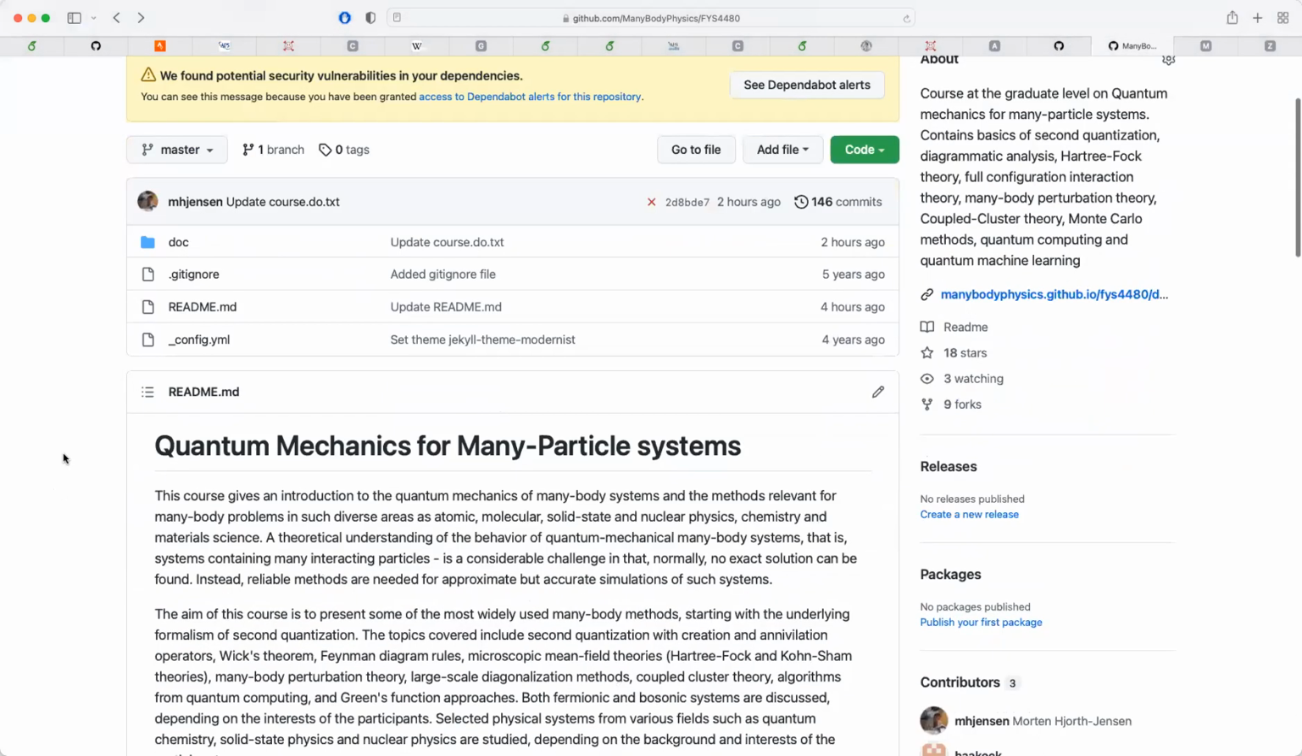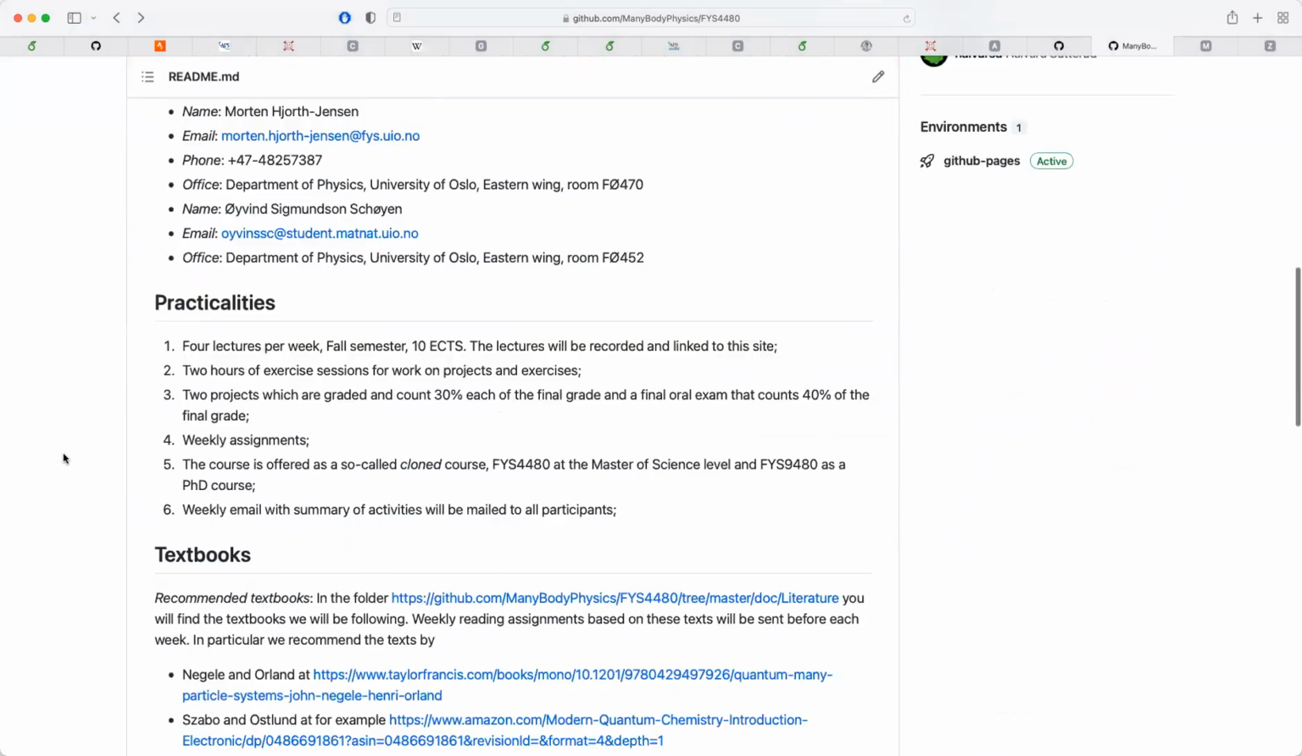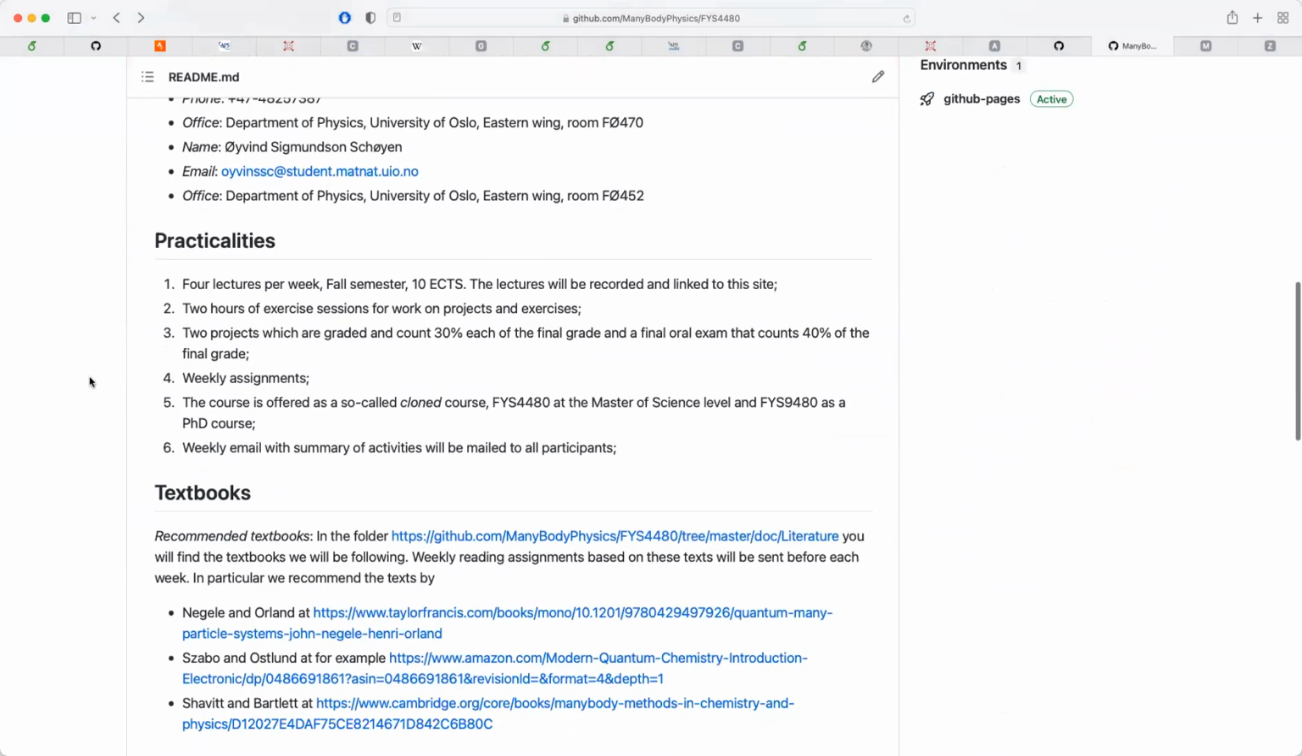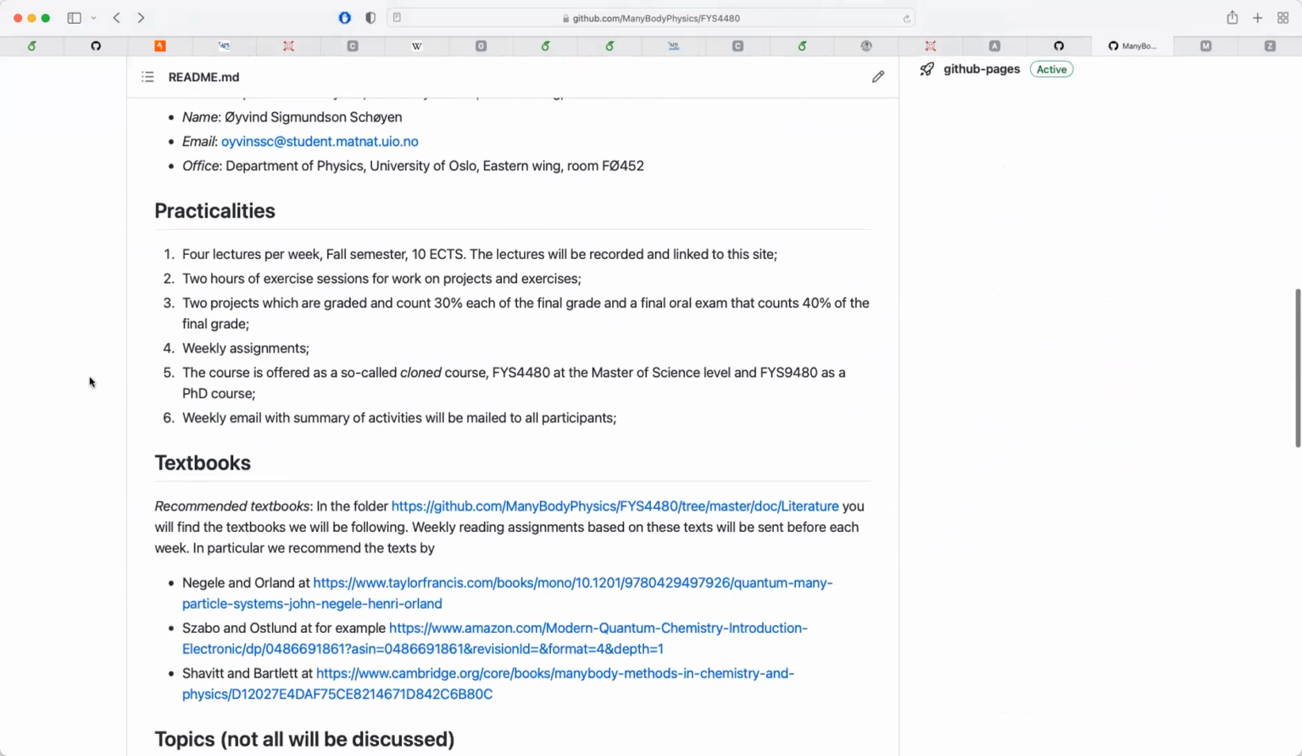Okay, so the topics we will cover. We'll have 4 lectures per week, roughly. You will get the weekly mail with all this kind of information to all participants. This course is also a cloned course. It has a PhD variant, and for the PhD variant there's only pass or fail as a grade, whereas for the Master of Science variant it's the standard grading, the letter grades.